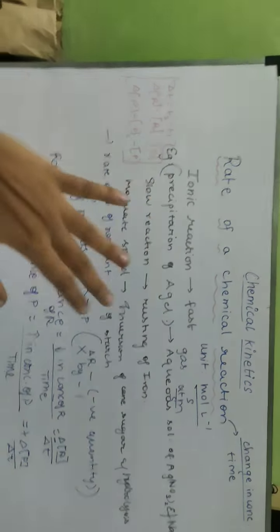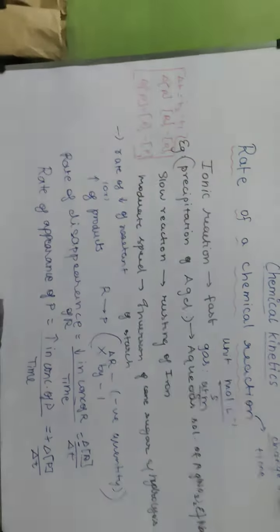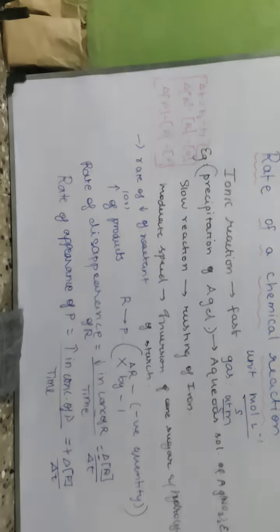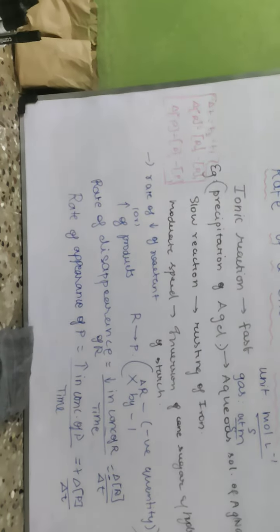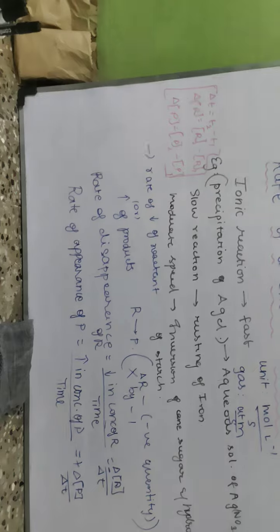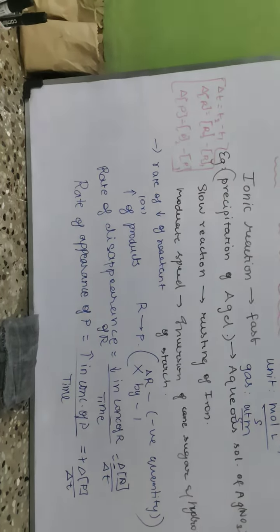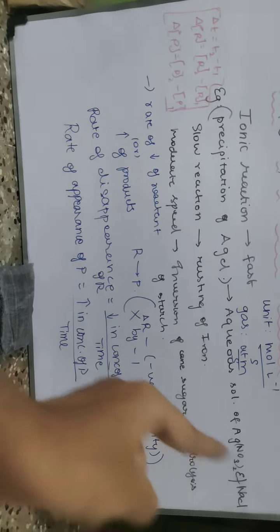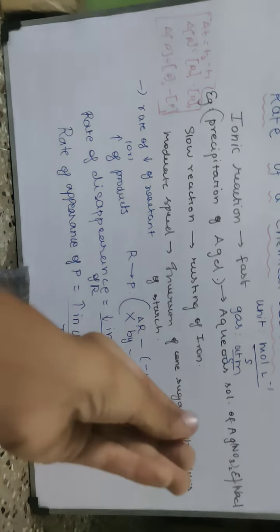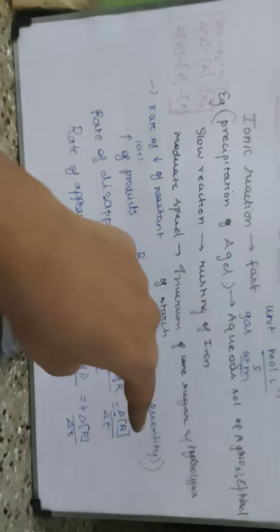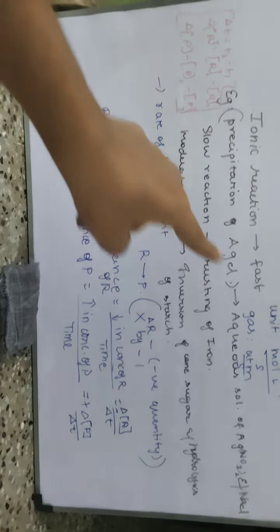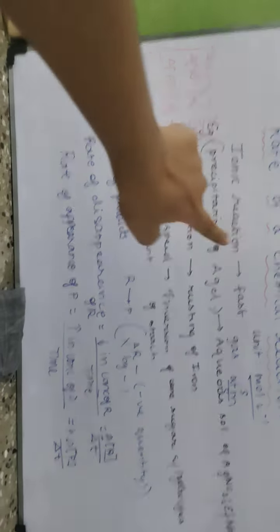First is fast reaction. An example of a fast reaction is an ionic reaction, such as the precipitation of AgCl, that is silver chloride. Silver chloride precipitation usually occurs while mixing the aqueous solutions of AgNO3, that is silver nitrate, and NaCl. When the aqueous solutions of AgNO3 and NaCl are mixed, they form the precipitate called silver chloride, AgCl. Got it? This occurs very fast. This is an example of an ionic reaction.